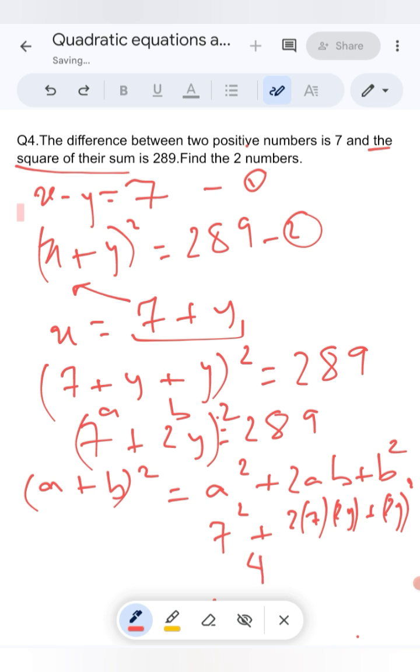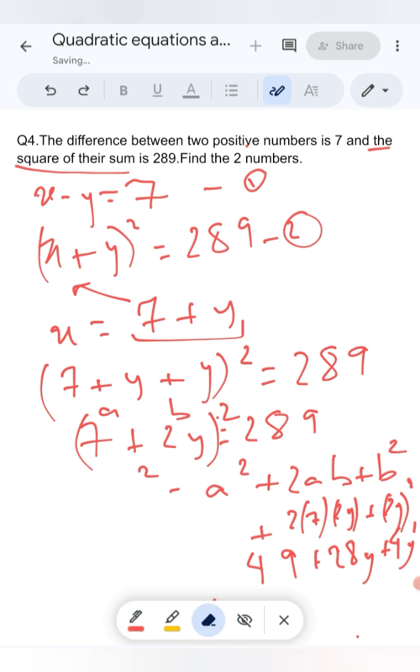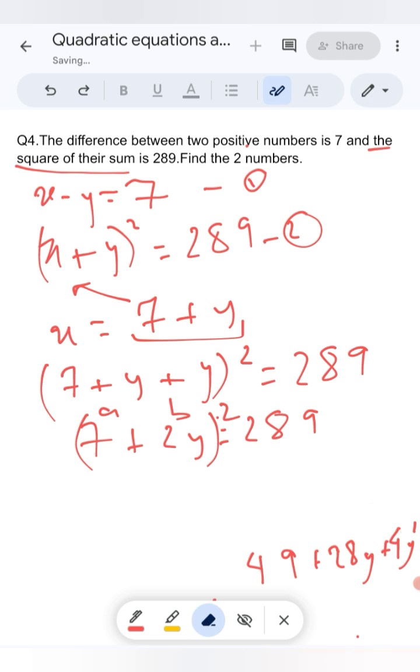So 7 sevens are 49. Now 2 into 7 is 14, and 14 into 2 is going to be your 28. 28y plus 4y square when you do the square of 2y. Okay, so you are getting 4y square plus 28y plus 49. Let's rub it out and write it clearly for us.